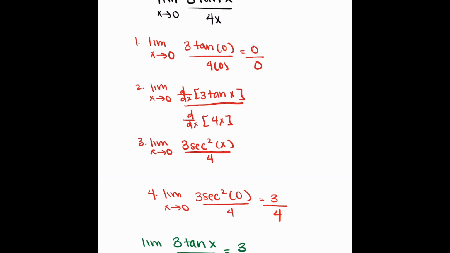Now we have to take the derivative of 3 tan x and the derivative of 4x. This will give us 3 secant squared x over 4. We can substitute 0 into this now. And when we substitute 0 into the function, we get 3 over 4. So the limit as x approaches 0 of the function 3 tan x over 4x is 3/4.